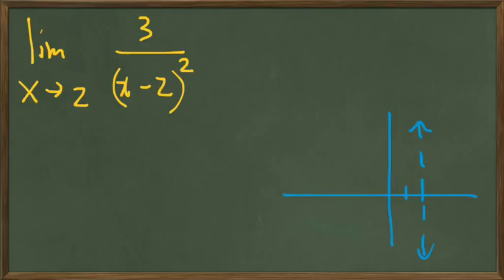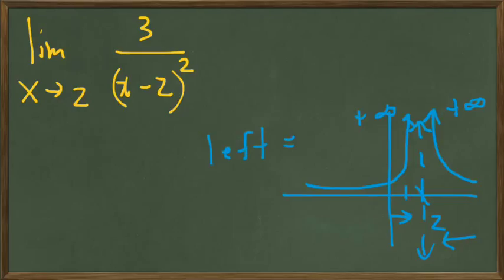Okay, so we still have a vertical asymptote at x equals 2 because the denominator is still 0 at 2. However, when we approach 2 from the right, we go to positive infinity as before, but when we approach 2 from the left, we again go to positive infinity. And so in this case, there being a common left and right limit, we are able to give a value to this limit of positive infinity.